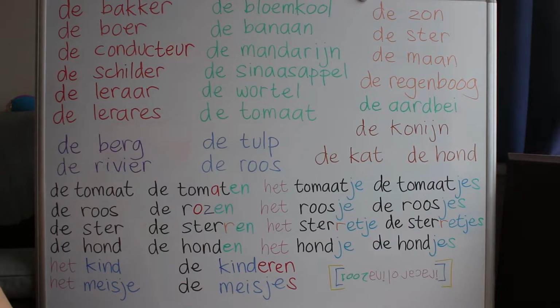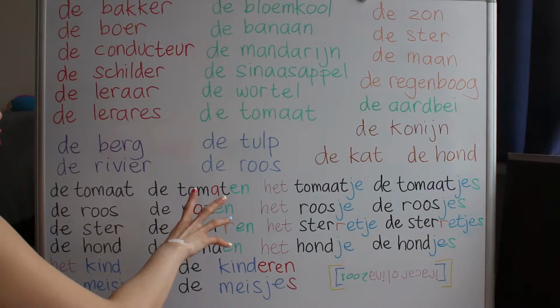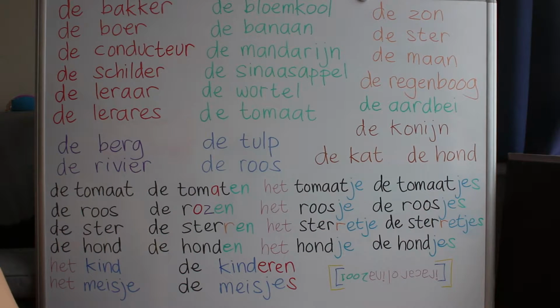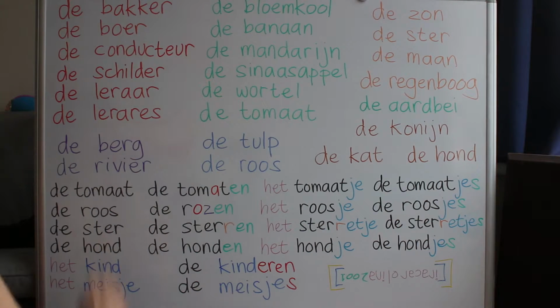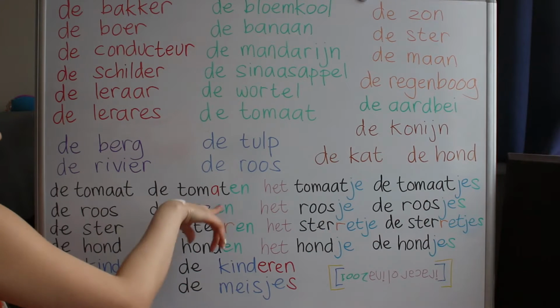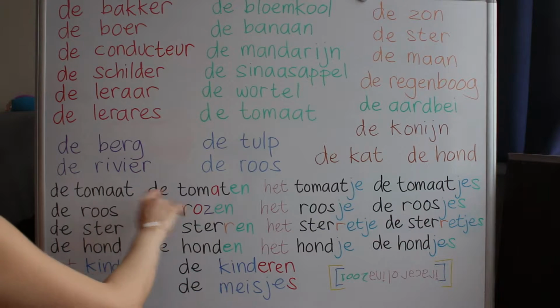Now this part. This is one, or singular, and this is plural, more than one. The rule to make it more than one, or plural, we already learned in the previous video, so you can check it. I will not explain how singular becomes plural again. De tomaat, if it's more than one, tomatoes: this is tomato and this is tomatoes. De tomaat, tomatoes, de tomaten.